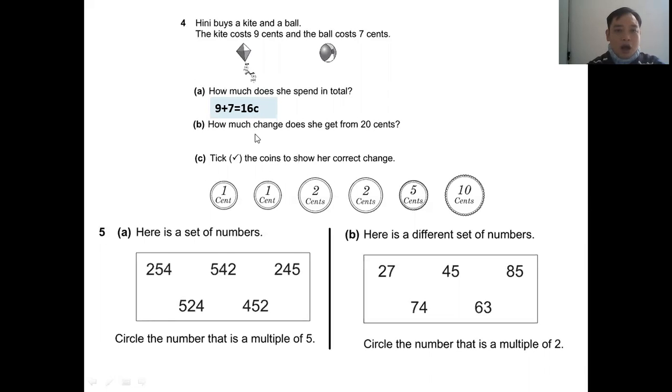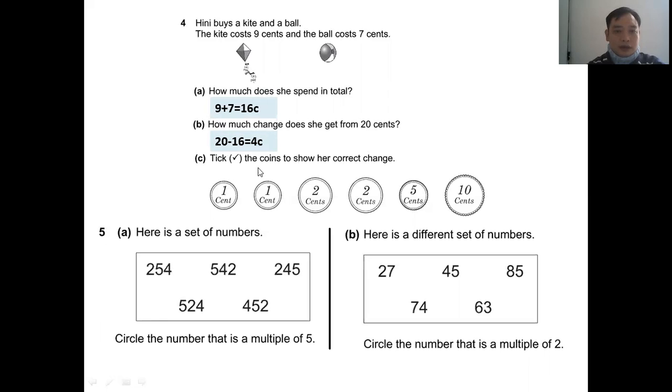B. How much change does she get from 20 cents? So she gives the shopkeeper 20 cents. How much will she receive back? So you get 20 minus 16 equals 4 cents.